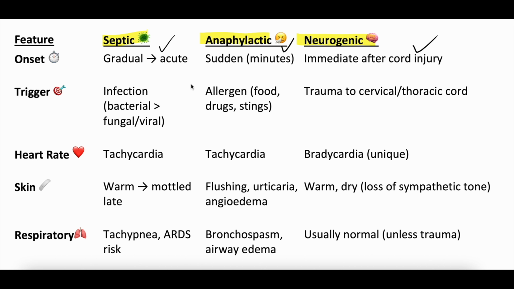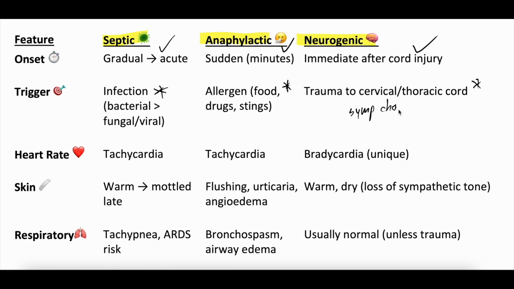Okay. The trigger for septic shock is an infection. It can be bacterial. It also could be fungal. It also can be viral, right? It could be parasitic. So any infection is the trigger for septic shock. In anaphylactic shock, it's triggered by an allergen, food, drugs, bug bites, et cetera. And in neurogenic shock, the trigger is obviously trauma or an injury to the cervical spinal cord or upper thoracic spinal cord, anything to knock out that sympathetic chain.